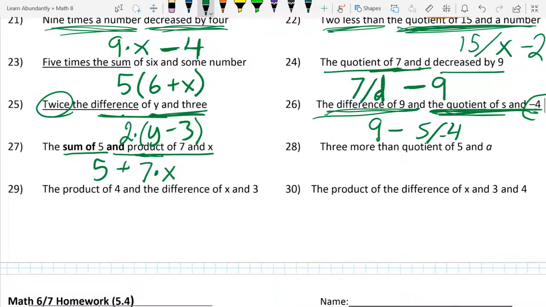28, 3 more than the quotient. So we have our first more than in this set. It means we're going to switch the order. So I'm going to go ahead and jump and do that right now. More than means plus, but in the other order. So instead of the 3 being at the beginning, it's going to go at the end. And then we need to do the quotient of 5 and a.